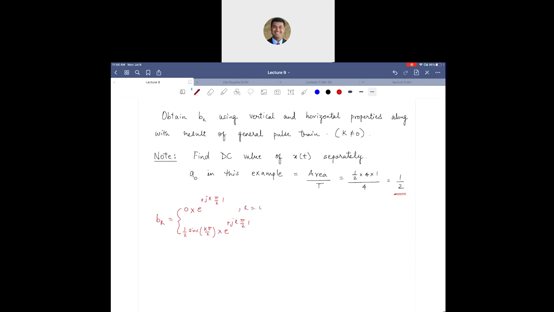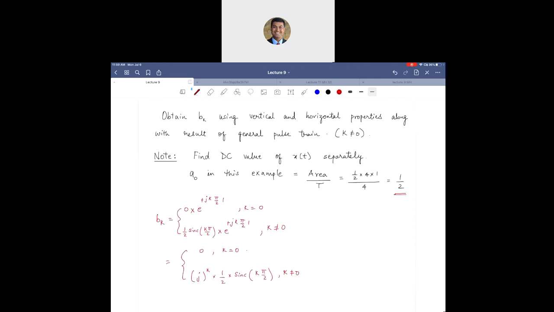So this is when k equals 0 and k doesn't equal 0. So what is that? It is simply 0 here, and for the e to the j k pi over 2, it is simply j raised to k, and half remains as is, and you have sinc k pi over 2 when k is not equal to 0, and this is when k equals 0. So that's going to be your bk.